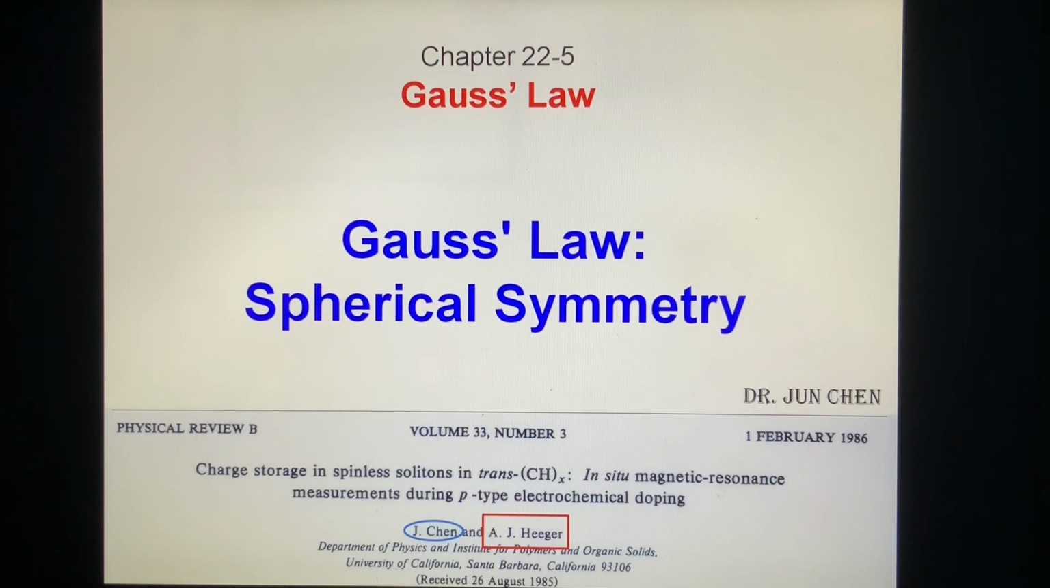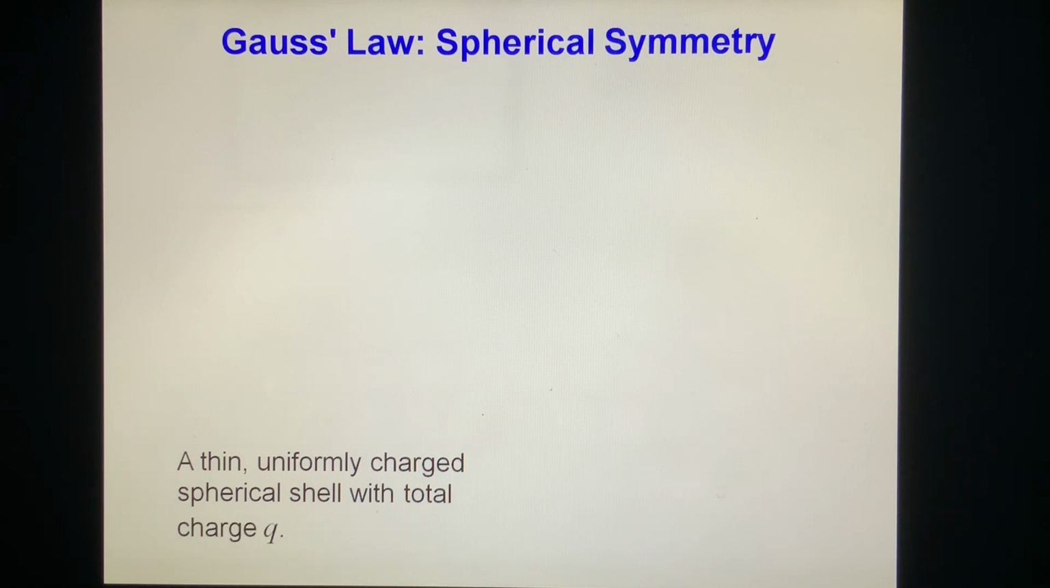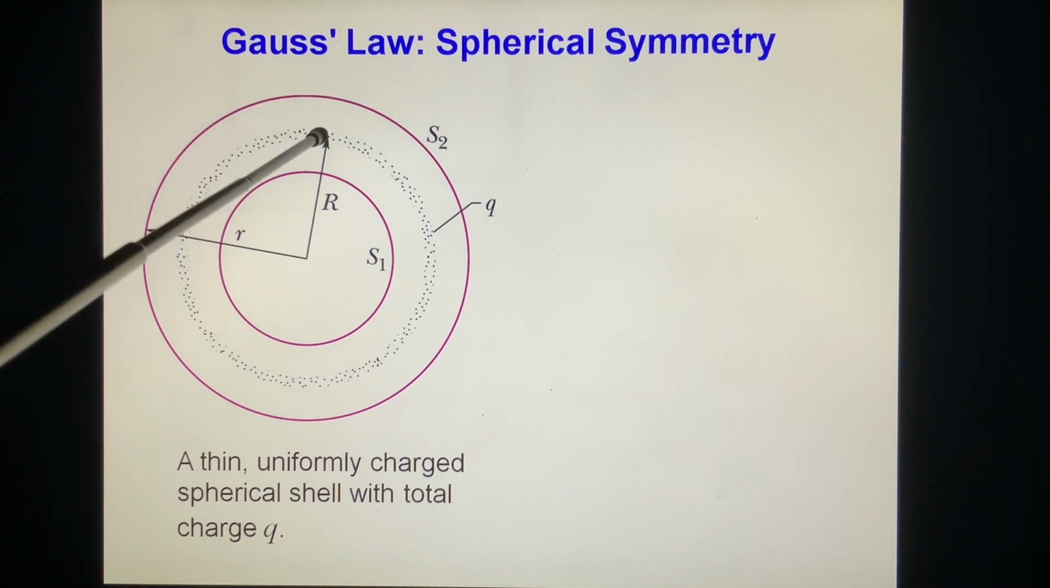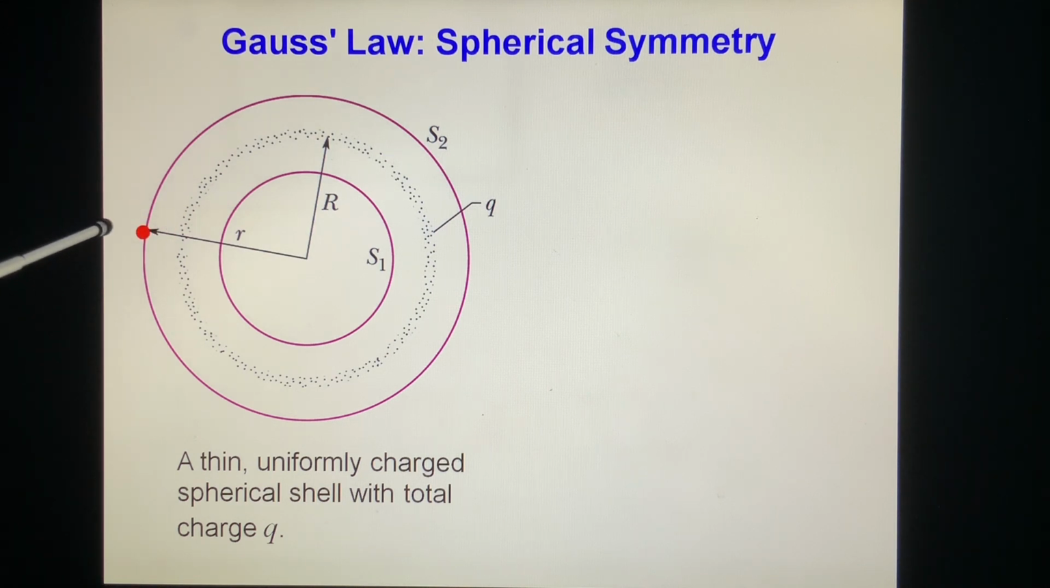Gauss' law, spherical symmetry. A thin, uniformly charged spherical shell with total charge Q. This one is very thin, with charge Q and radius R. We want to find the electric field at a point at radius r from the center.